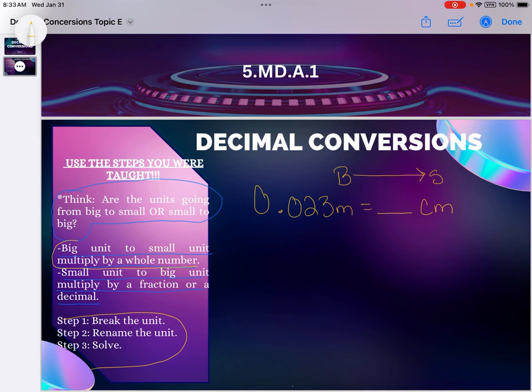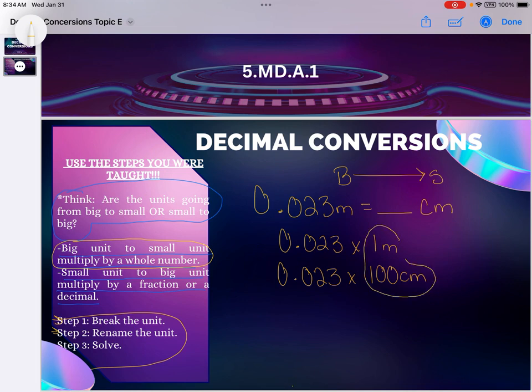So our step 1 here is to break that unit. So I'm going to do 23 thousandths times 1 meter. Second step is to rename the unit. So instead of naming this 1 meter, I'm actually going to name it 100 centimeters. And these are equivalent. 1 meter is equivalent to 100 centimeters. So essentially, the value has not changed whatsoever.